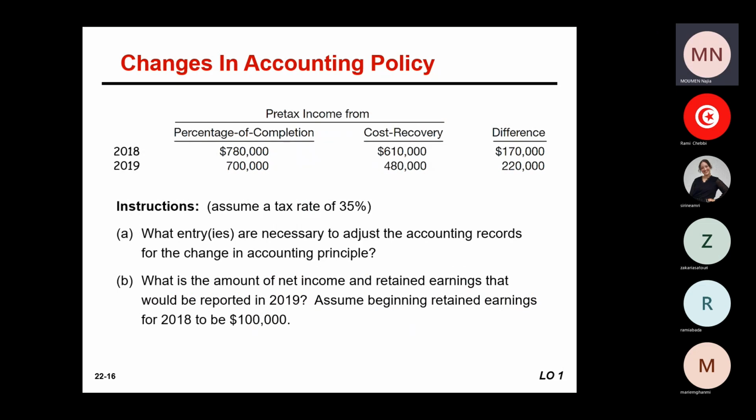So if we assume a tax rate of 35%, you are asked first what journal entries are necessary to adjust the accounting records for changing that accounting policy, and then what will be the amount of the net income and retained earnings that will be reported in 2019, assuming that the beginning retained earnings for 2018 was 100,000. So we'll just answer these 2 questions together.